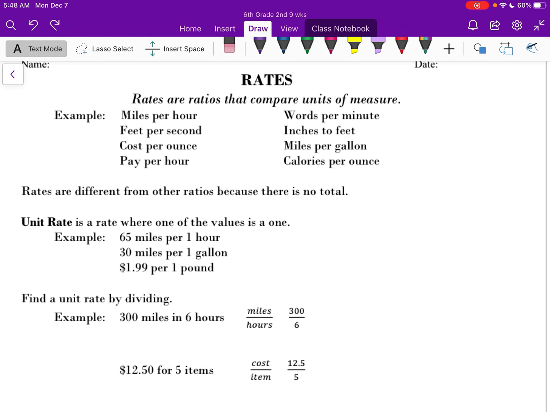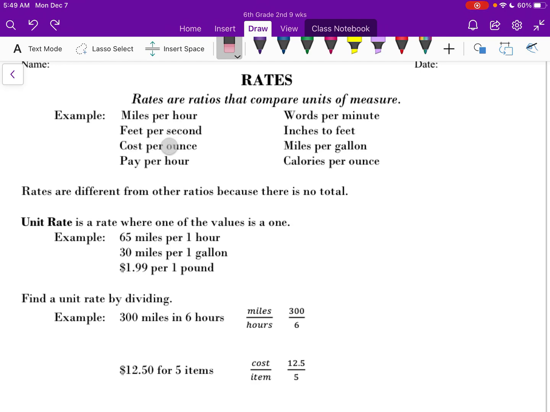Today we are going to be looking at rates. Rates are very similar to what we've been doing already. Rates are ratios that compare units of measure. So some examples that we use all the time are like miles per hour, feet per second, cost per ounce.